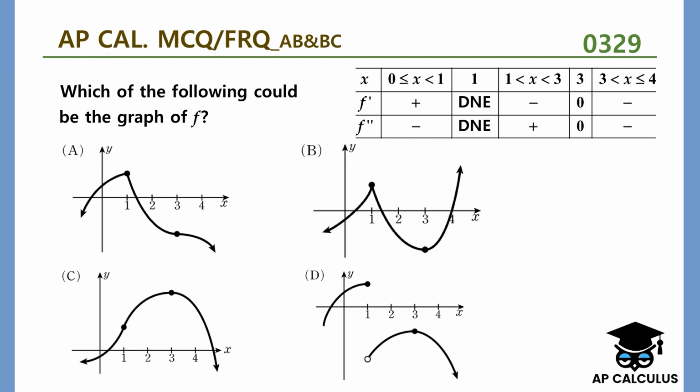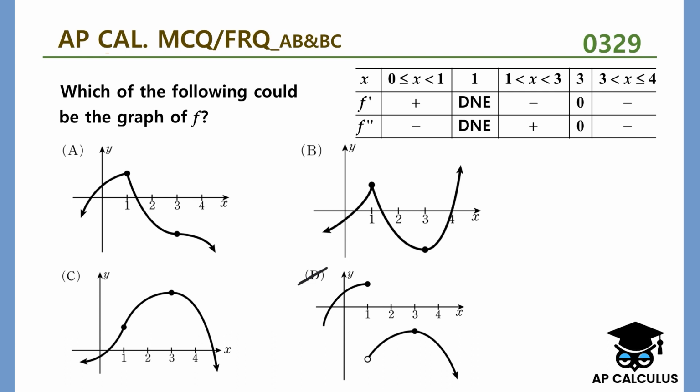Question 329. Which of the following could be the graph of f? For reference, the same function f was given from problems 327 to 329. So the function f was continuous for all x, and it is twice differentiable in the interval from 1 to 4. So, since the graph of f is continuous for all x, D cannot be the answer, right? D is not continuous at x equal 1. Okay? So we eliminate D, and let's think about A, B, and C.